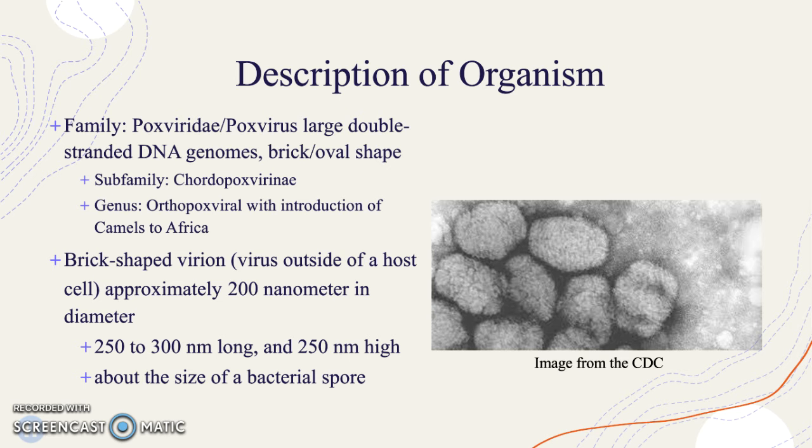It comes from the Poxviridae family, which you may have heard of with monkeypox and cowpox. They're all under the same family. It's a large double-stranded DNA genome, and it's brick or oval shaped. Again, if you look on the right side, you can see what it looks like. It's from the Poxviridae and the orthopoxviral virus, and it really originated from camels coming to Africa. This virus has been around for thousands of years, all the way back from the Aztecs to mummies in Egypt to medieval times to the 1980s.